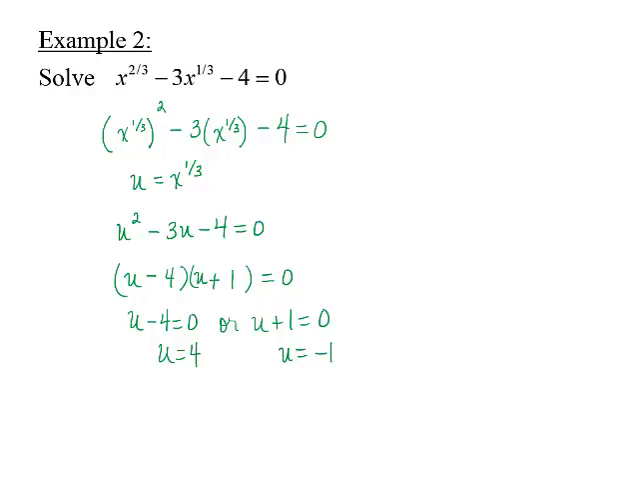So now, again, we don't want our solutions in terms of u, but in terms of x. We replace u with x to the 1/3 is equal to 4, or x to the 1/3 equals negative 1. Now with equations with rational exponents, we have to raise each side to the exponent of 3, because 1/3 times 3 gives us 1. So x to the 1/3 cubed is just x. 4 cubed is 64. And our second solution is x equals negative 1 cubed, or just negative 1.